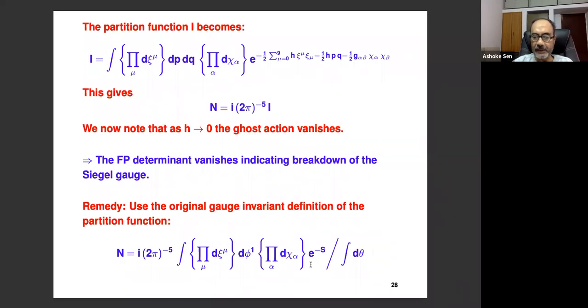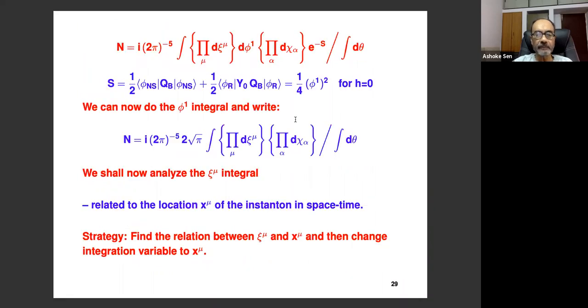Is this clear? Are there questions? Okay, so you now have to try to carry out this integral. So now evaluate the action S again, and this time I'm going to take the h goes to 0 limit.